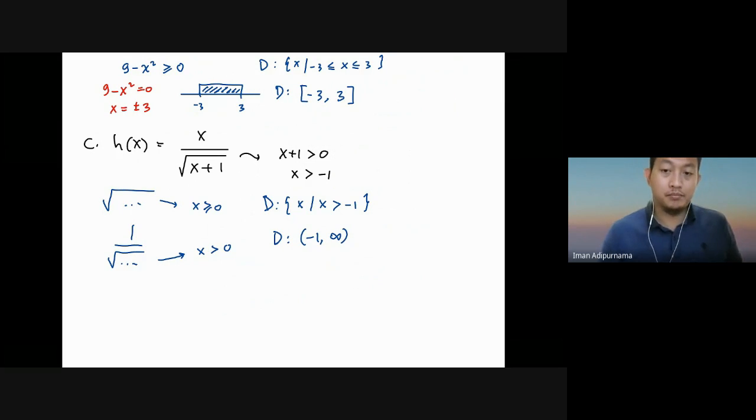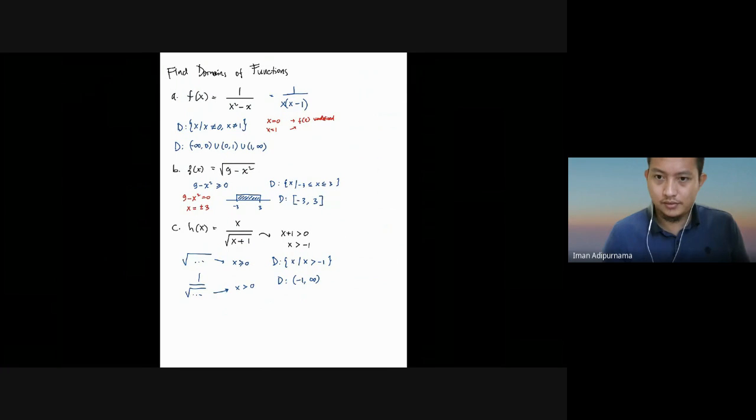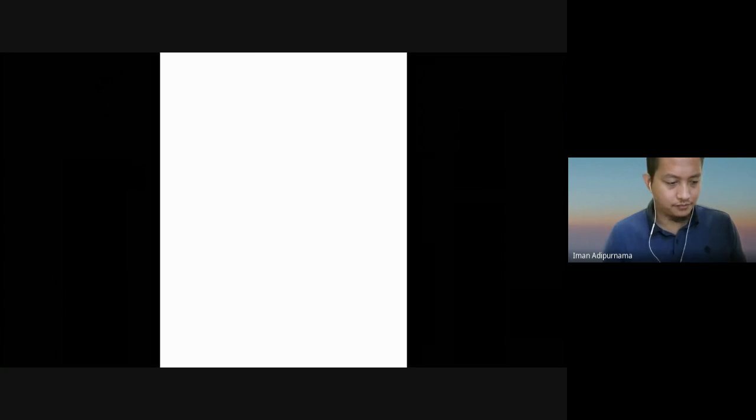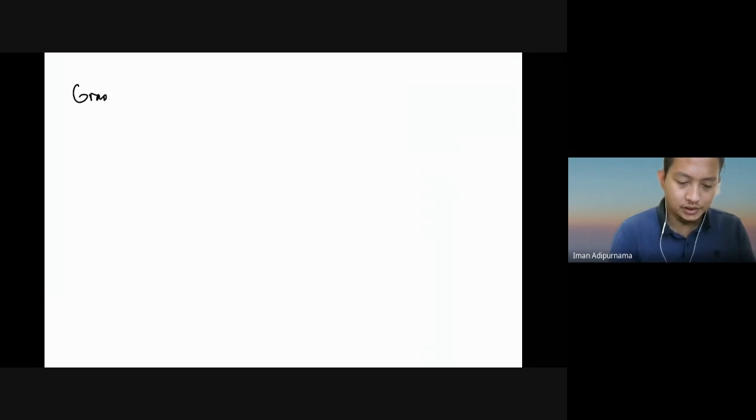Okay, let me move a little bit. Still about functions. It's called the graph of function.